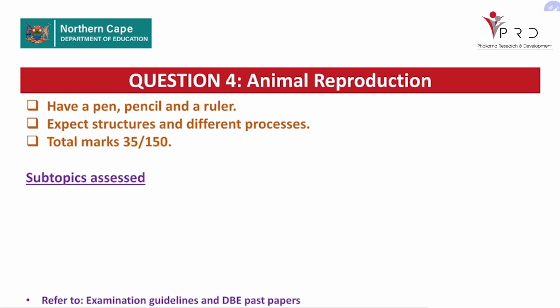Then we look at the total marks of question 4. We are addressing 35 marks out of 150 of the whole paper. Question 4 is only 35 marks, which weighs 23% of the whole paper. But which subtopics are you going to be assessed on? Either reproduction or other reproductive systems.